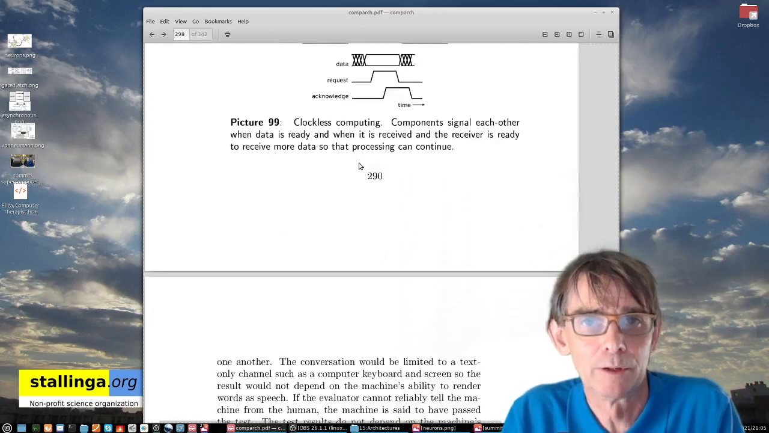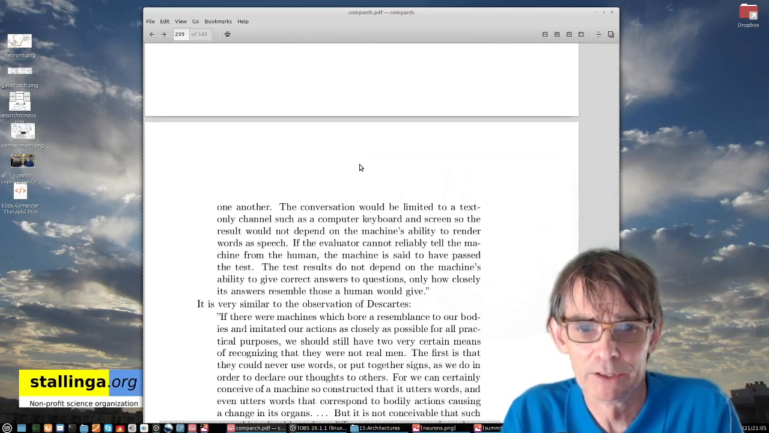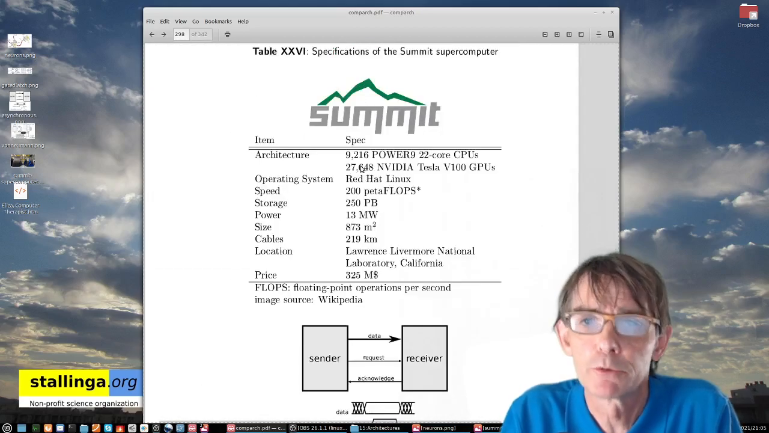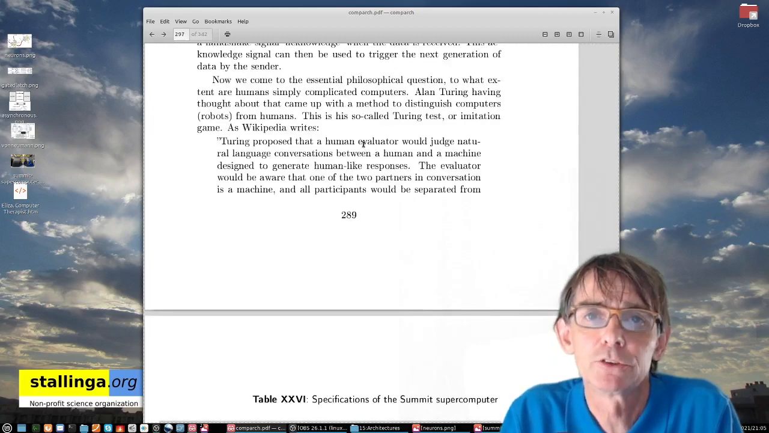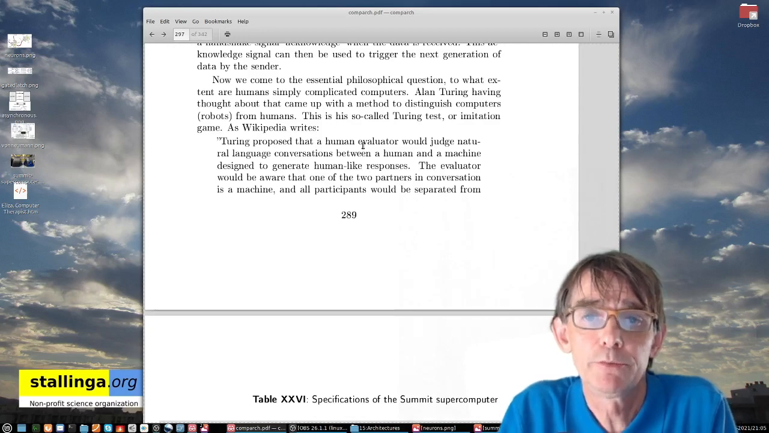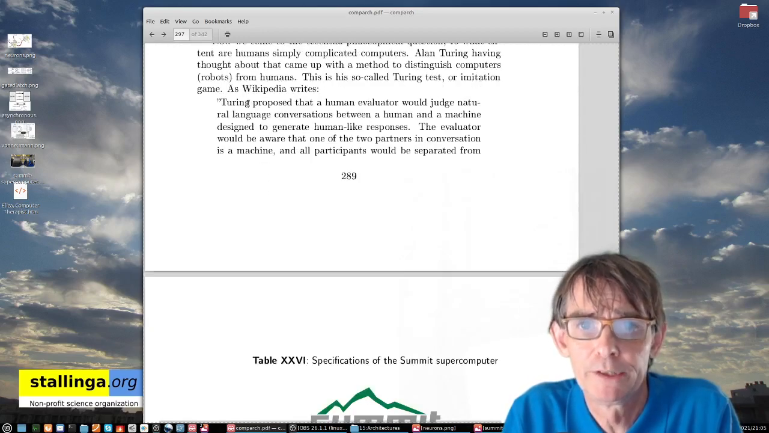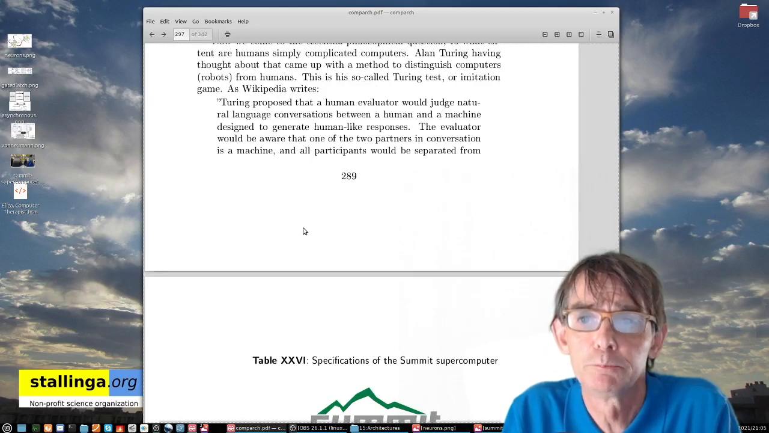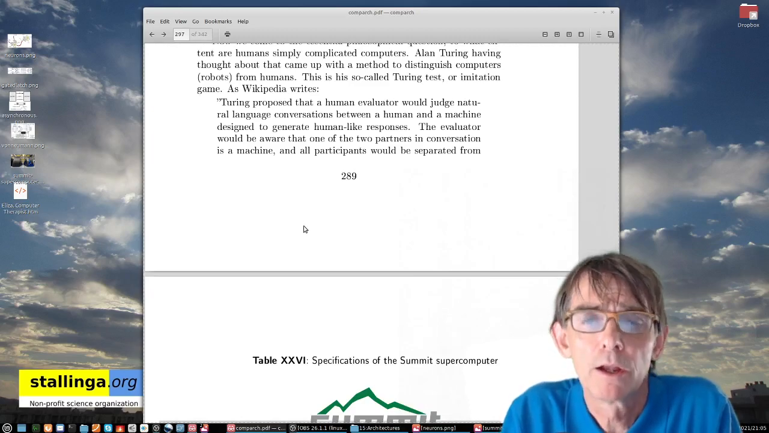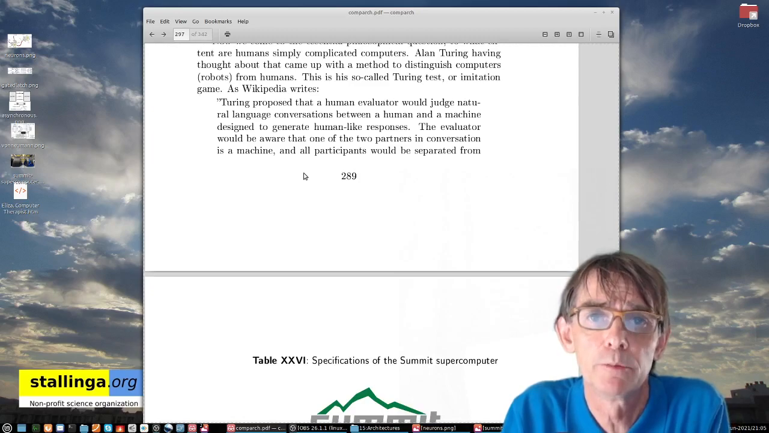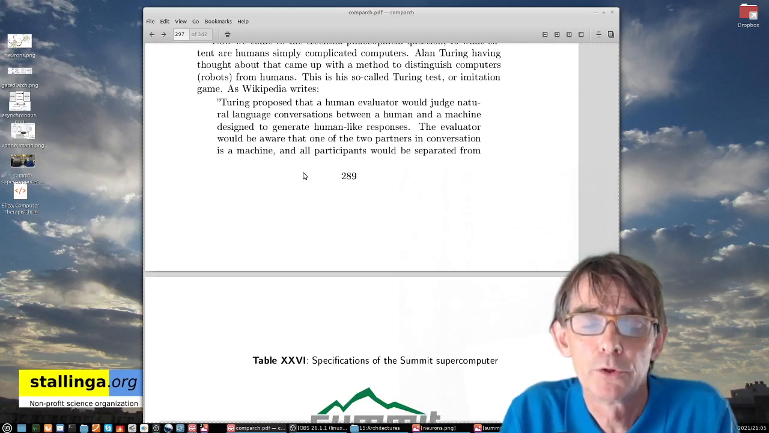So that brings me to: how intelligent are humans actually? Alan Turing designed an idea, or actually it came from Descartes, but Alan Turing is famous for it, to determine if you're talking to a computer or a human: the so-called Turing test. As Wikipedia writes, Turing proposed that a human evaluator could judge a natural language conversation between a human and a machine, and determine from the responses if the one on the other side is a human or a machine. If the person thought they were talking to a human, then the machine would pass the Turing test.